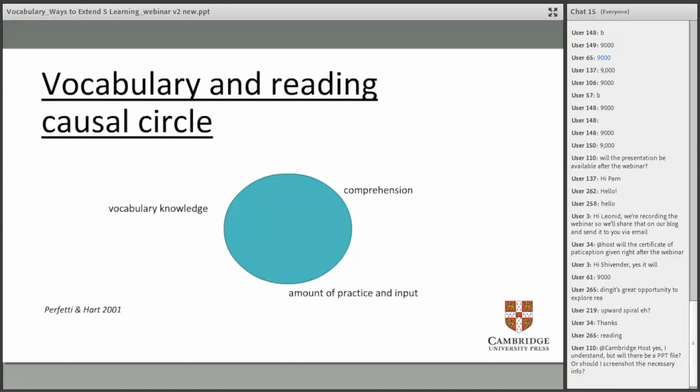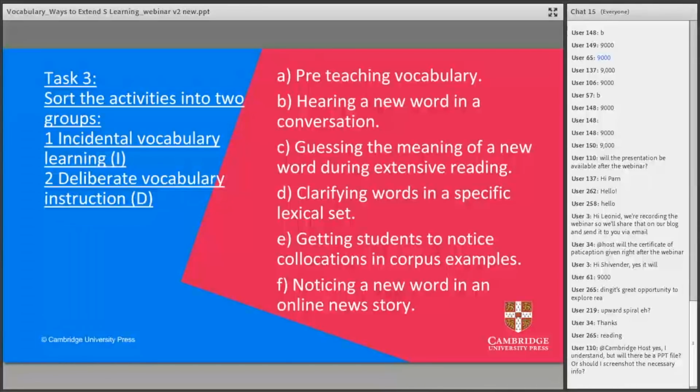But the question is, how do they read? And we're going to look at that. We're going to look at some strategies later on. But before we do that, I'd like to now move on to the second part of the webinar, where we're looking at the kind of vocabulary learning that students can do.